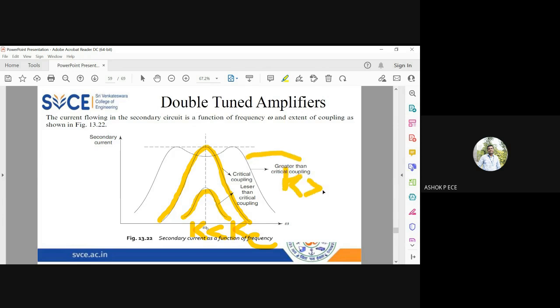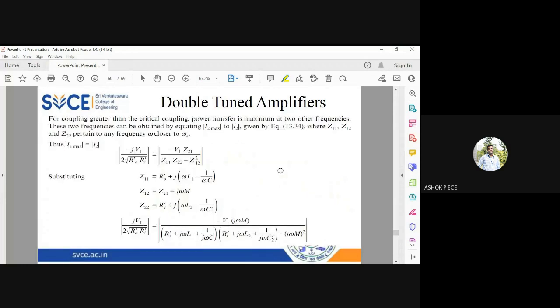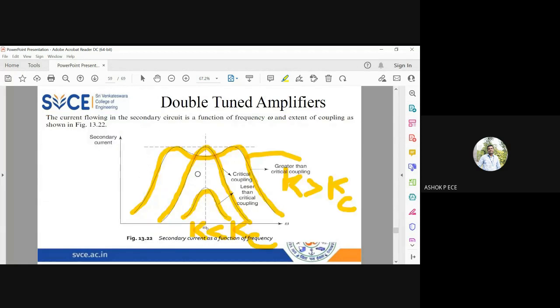So when you have a coupling coefficient greater than the critical coupling, it is observed that the secondary current has two peaks. This was found from experiment. So we are going to find out the frequencies at which the current has two peaks. For coupling greater than the critical coupling, the power transfer is maximum at two frequencies. See, this is not the frequency response, this is only the secondary current characteristics. So don't confuse this graph with the frequency response graph.